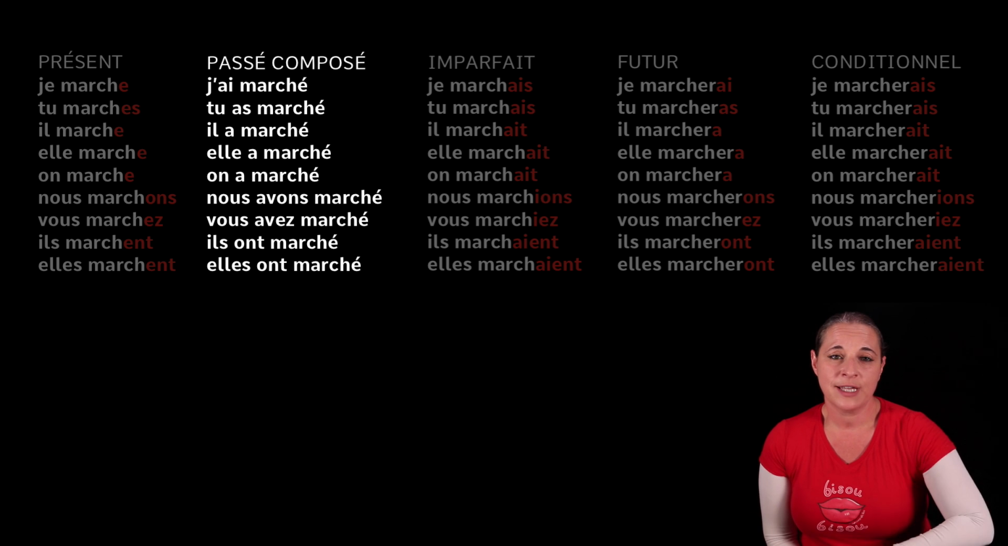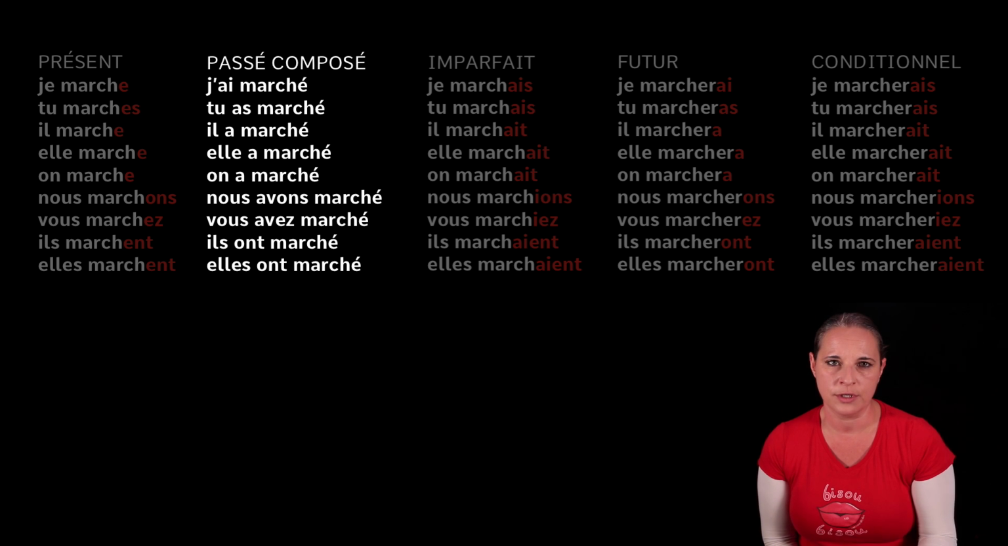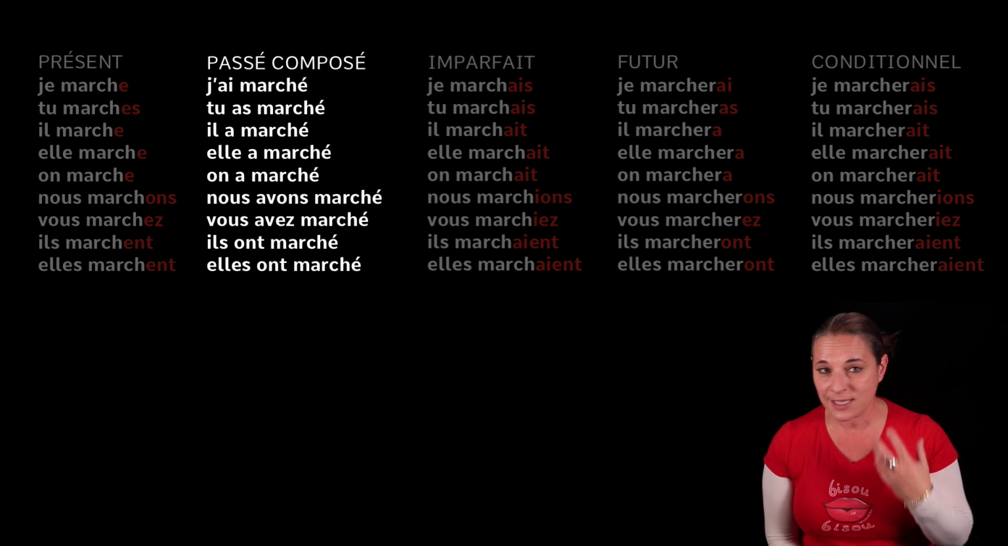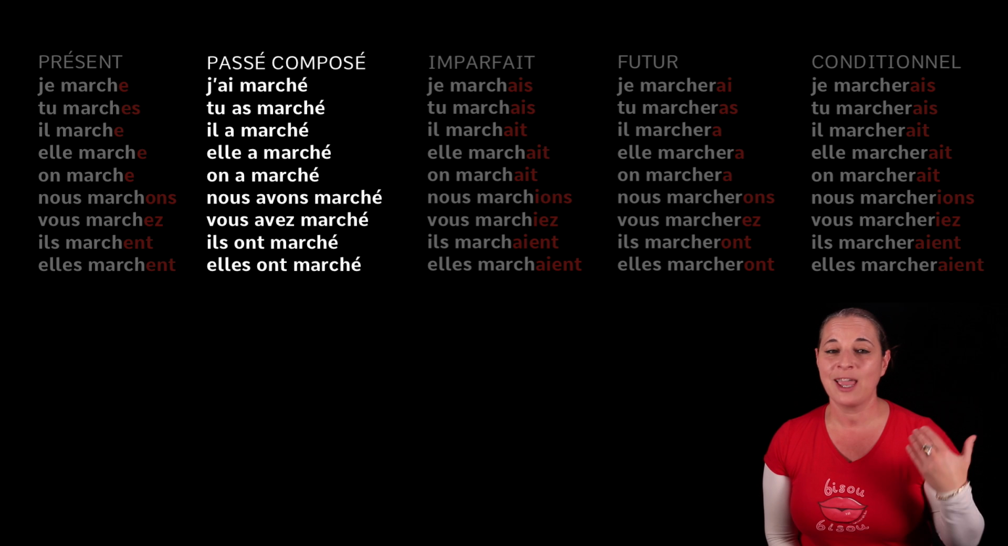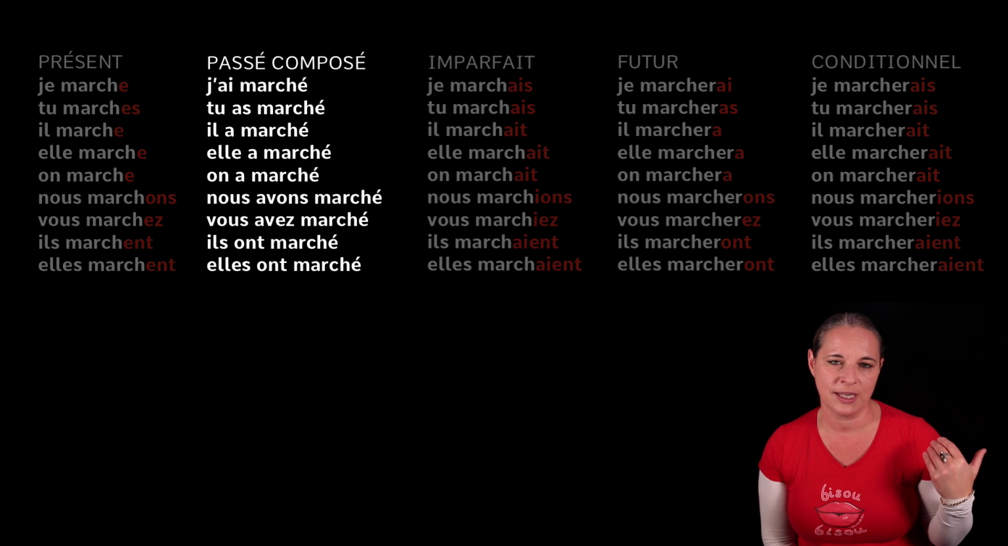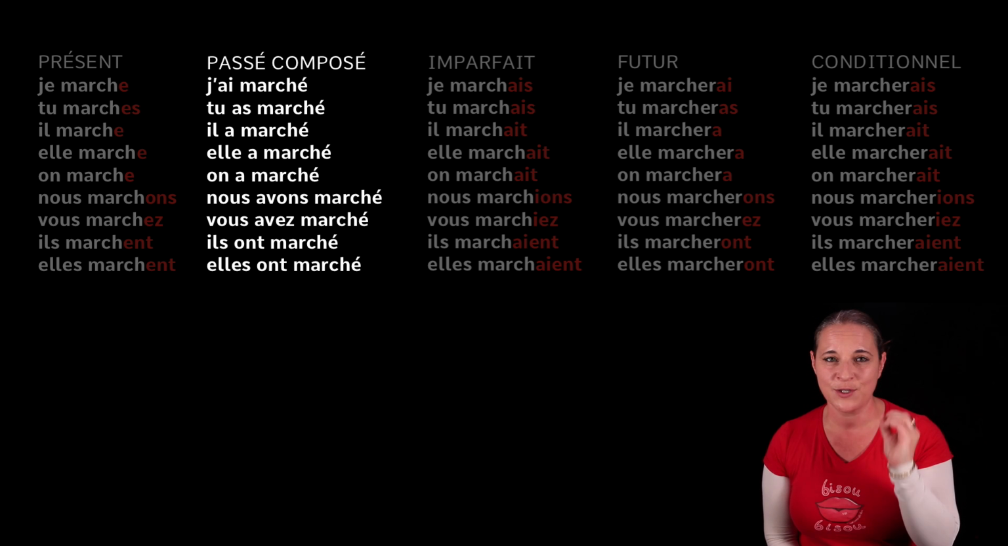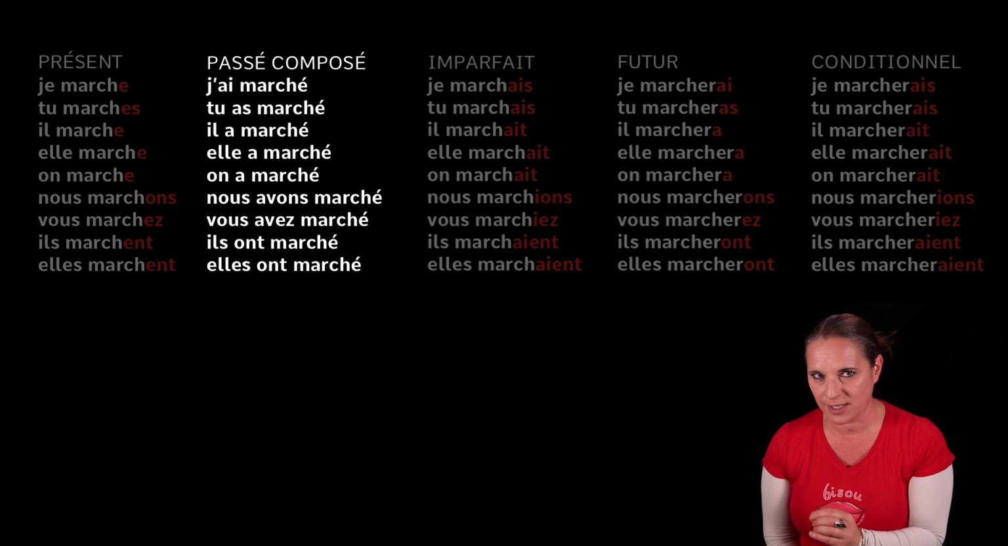So basically, we've learned how to say I walked, you walked. So you're going to tell me, but hold on a minute, it doesn't say that. It says I have walked. Yes, because that's the only way we can do a past tense in French, okay? Whereby in English you can do I walked. In French you have to say I have walked, okay?